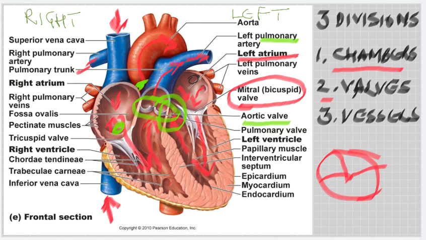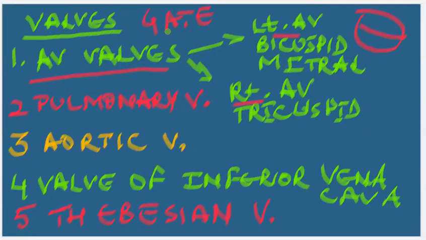Now let us just look at the valves once again. The most important valves that you must remember are the atrioventricular valves, the pulmonary valve, and the aortic valve. That is it. You are supposed to know these four valves. Now you'll say, why four? Because there are two atrioventricular valves, the left and the right. This makes them 1, 2, and then we have the pulmonary valve, the third one, and the fourth is the aortic valve. You should remember these four valves.